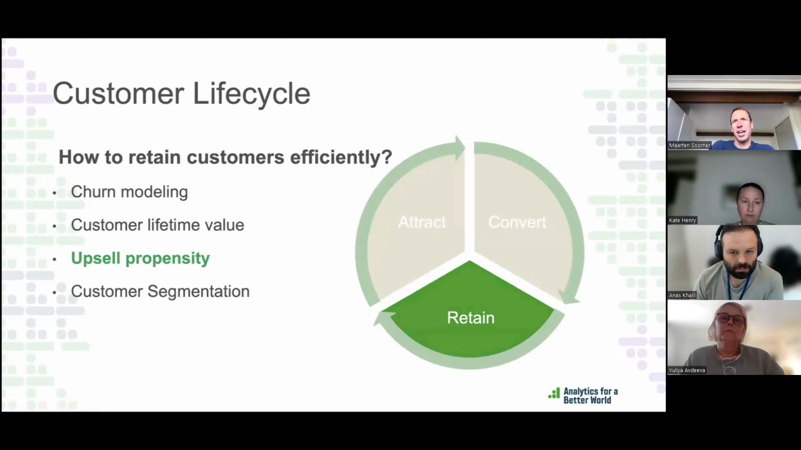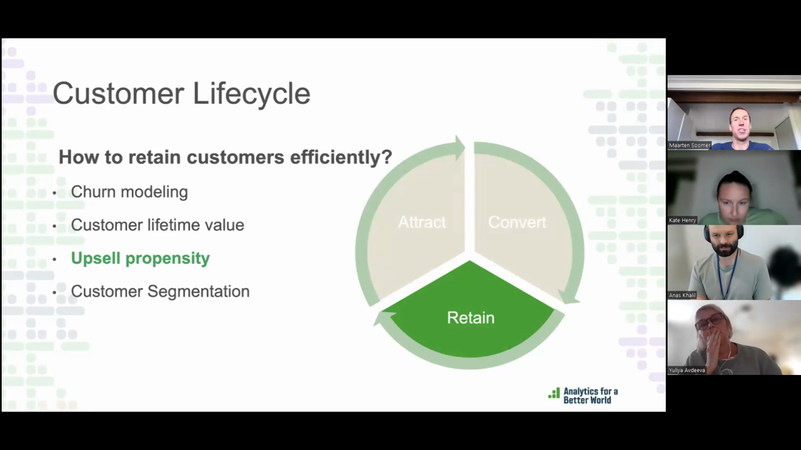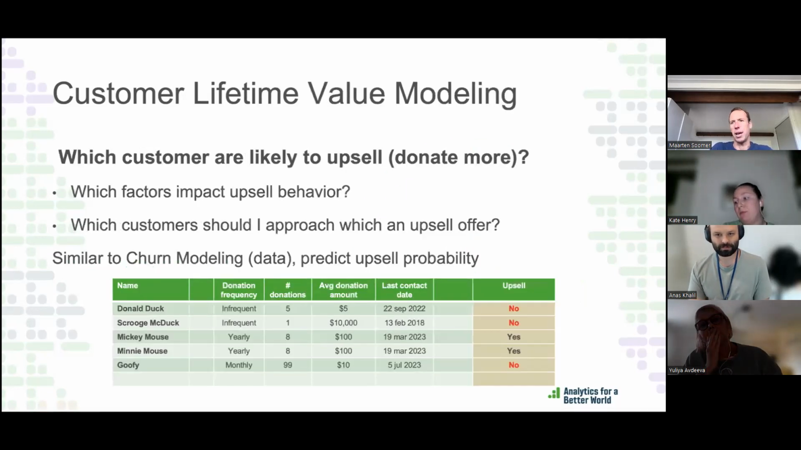Upsell propensity, this is where, again, it's quite similar to churn modeling, but now we're not afraid to lose the customers, but we basically want to sell more to the customers, maybe increase their donation amount, increase their donation frequency. But for the rest, it works the same. We would evaluate which customers we made upsell offers to in the past, and if they did it, yes or no. And again, we can use that to build a prediction model for our current customers, to see if we should also offer them the upsell, or it's better not to bother them because they might churn if we bother them too much.